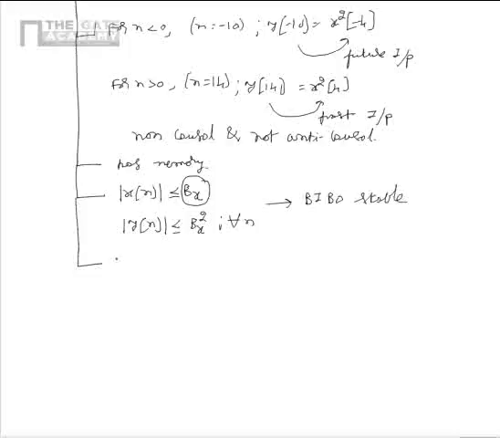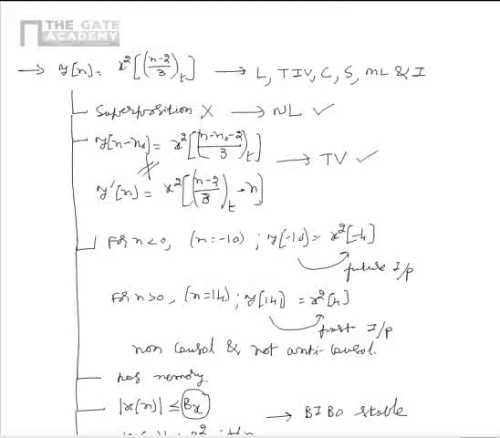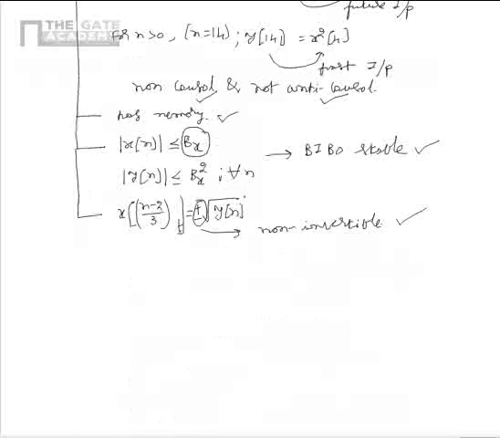Finally, to check the invertibility, we can see that x of n minus 2 by 3 truncated can be written as plus or minus square root of y of n. From this, due to the ambiguity in the sign, we may not be able to recover the input completely for the given output. So the given system is non-invertible. So finally, we can say that the given system is non-linear, time variant, non-causal, not anti-causal, has memory, BIBO stable, and is non-invertible.